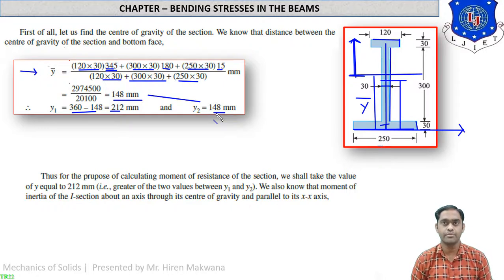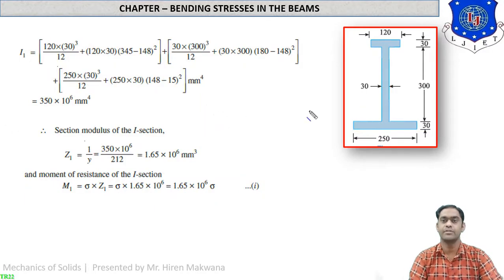Now for the calculation purpose, we will take the highest distance, which is y1, 212 mm, so that we can find the moment of resistance, maximum moment of resistance. For that we have to take the highest distance y1, which is equal to 212 mm. Now let us see how the moment of resistance will come.